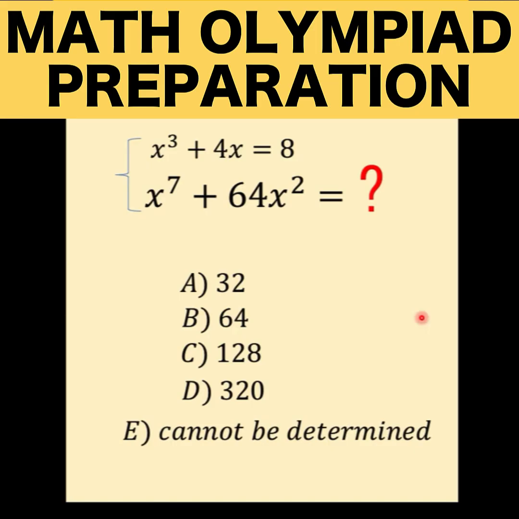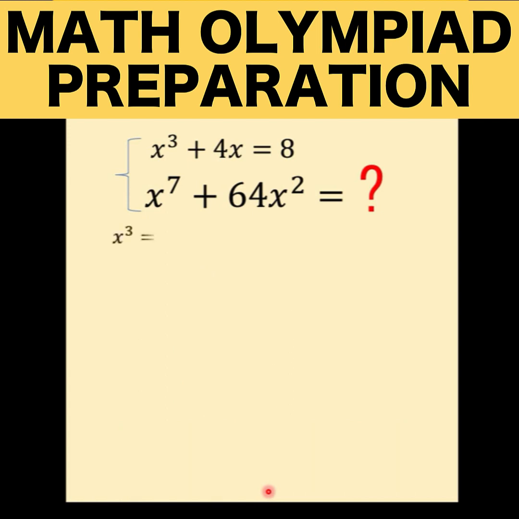We are given here a Math Olympiad question. If x cubed plus 4x is equal to 8, what is the value of x to the 7th plus 64x squared? Now, let's solve this problem together. Let's begin with x cubed plus 4x equals 8, and we express this equation in terms of x cubed. So we subtract 4x from both sides of the equation to arrive at this line. Our goal is to arrive at an expression that is x to the 7th plus certain terms. So we first square both sides of this equation.